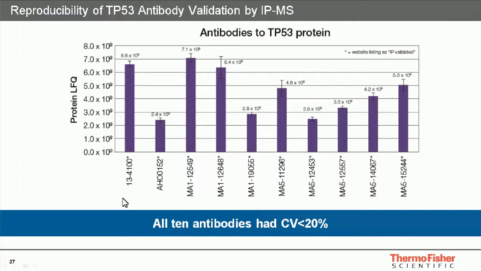We also wanted to assess how reproducible this IPMS method is. As you can see here, all 10 antibodies had a CV of less than 20%.